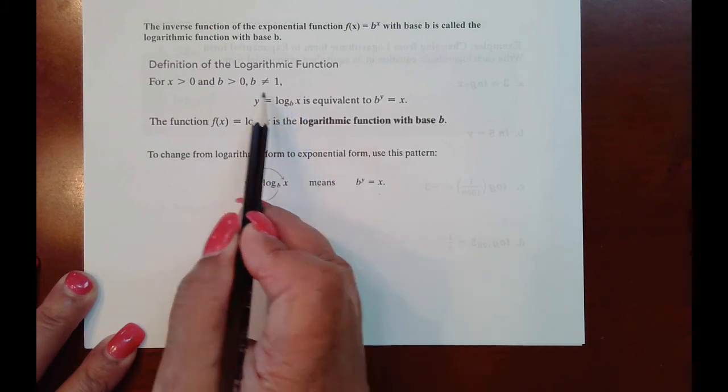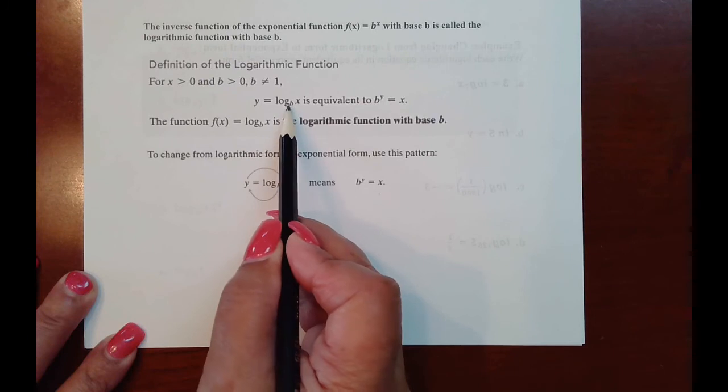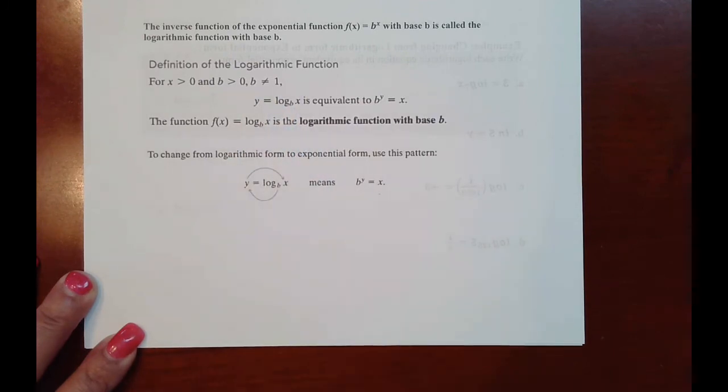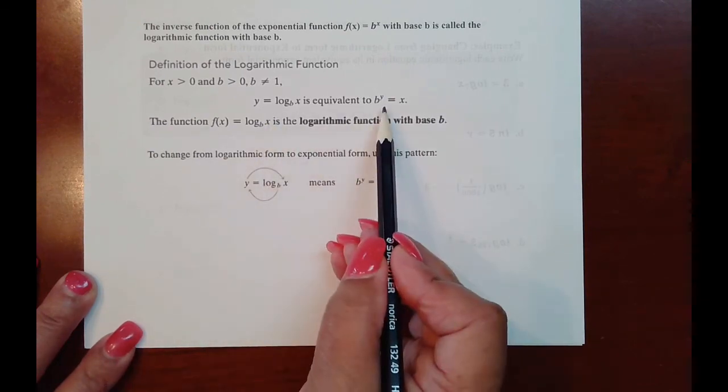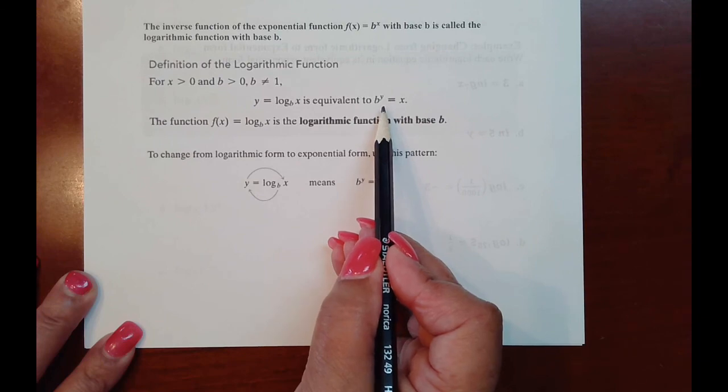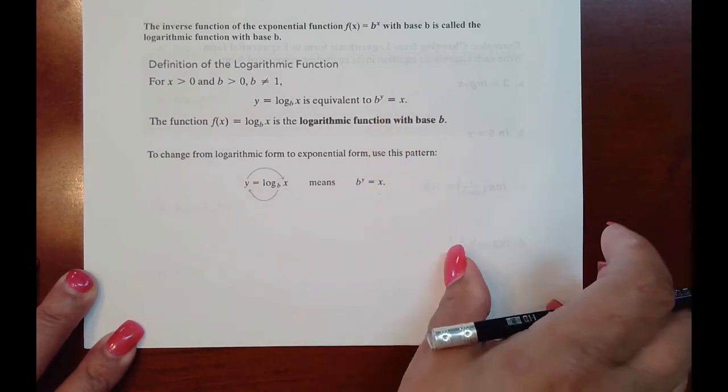And the base has to be positive. This base down here also has to be positive, and it can't be 1. So those are some stipulations on any kind of logarithmic function that stop it from being undefined. And this is equivalent to this, and it is much of what we're going to practice in the next examples.